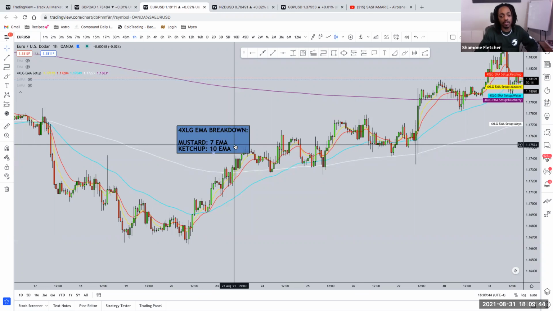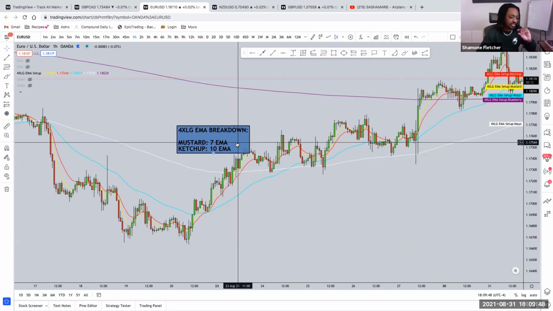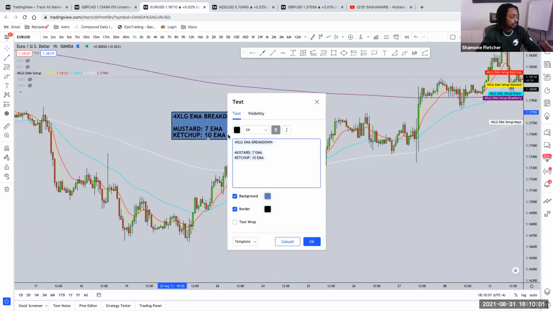Yeah, 7 and 13 gets you in the trade just a tad bit sooner. Just a smidget. The numbers aren't too far off. It gets you in the trade a little bit earlier. Yes, it does. These are used for scalping.